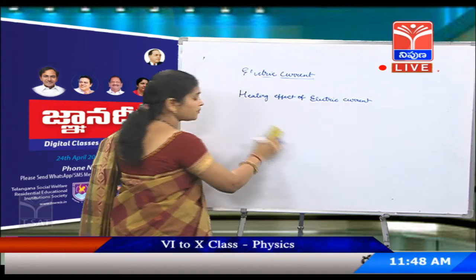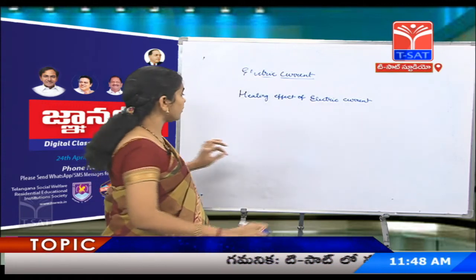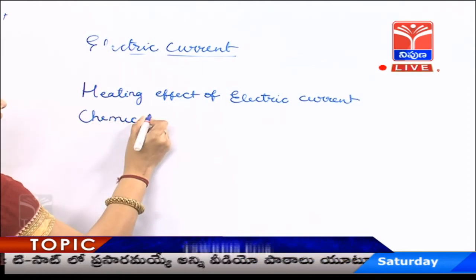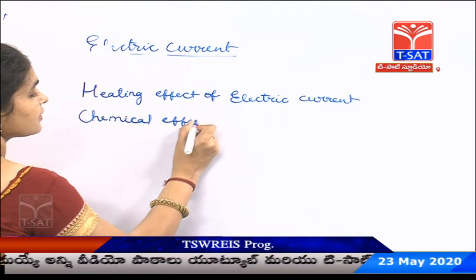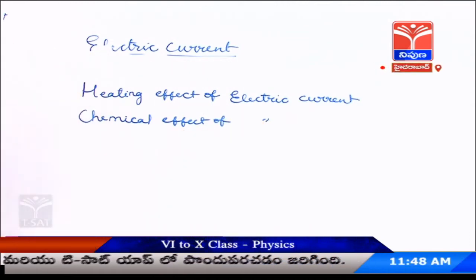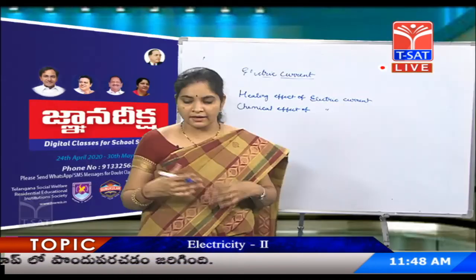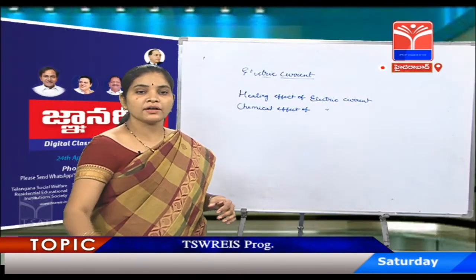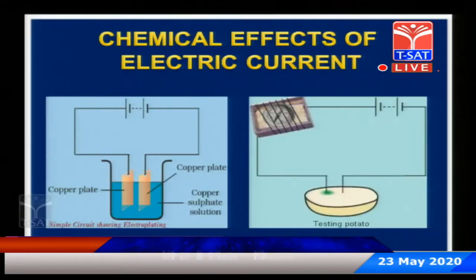Children, when the current passes through a solution, it causes a chemical reaction and it is known as the chemical effect of electric current. Now, let us see another effect of electric current. Before that, let us see what are the applications of electric current.